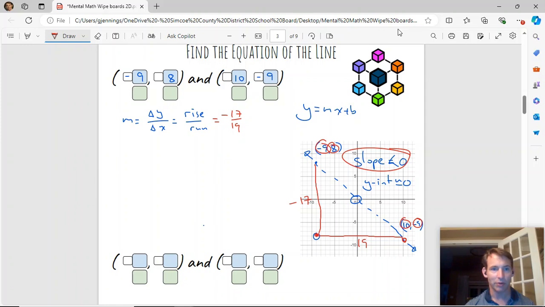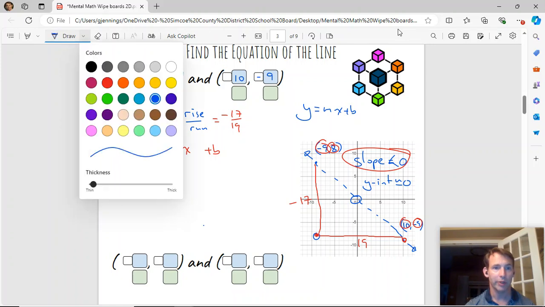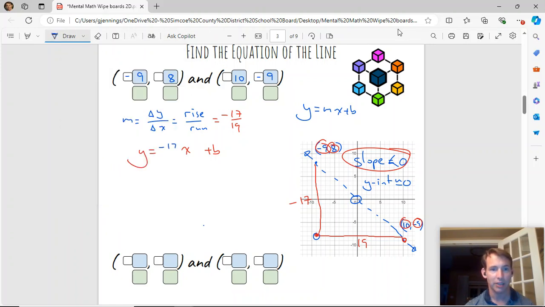Next, I now know that the equation of this line looks something like y is equal to something x plus b, but I know the slope now. So I can just put that in. That's -17 on 19x. And then I take whichever one of these points looks nicer to work with. And to be honest, both of them are pretty nasty for this example. So let's choose this one. And I just put these values in.